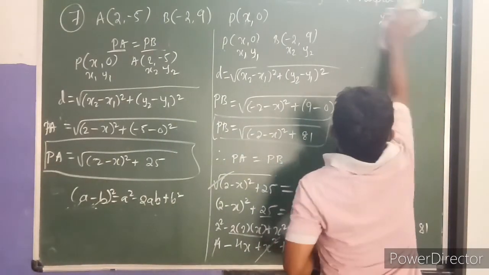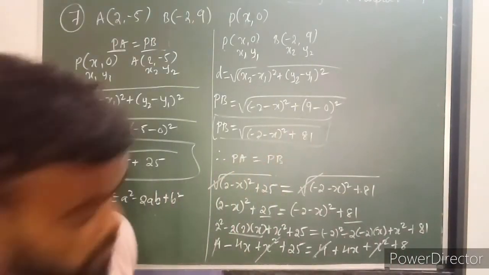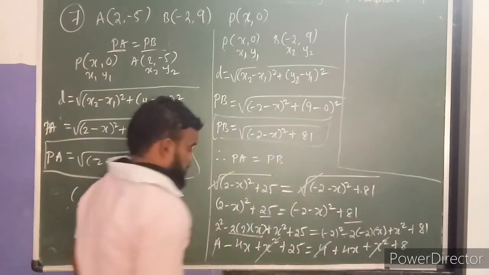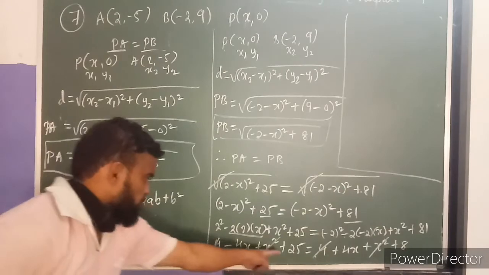So here, now we can see what is left. I will write it here. The remaining part: minus 4x, minus 4x, plus 25.